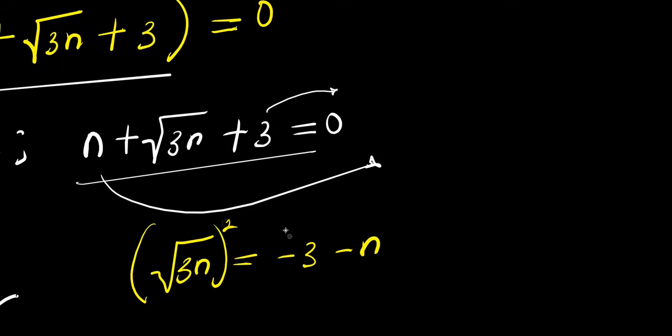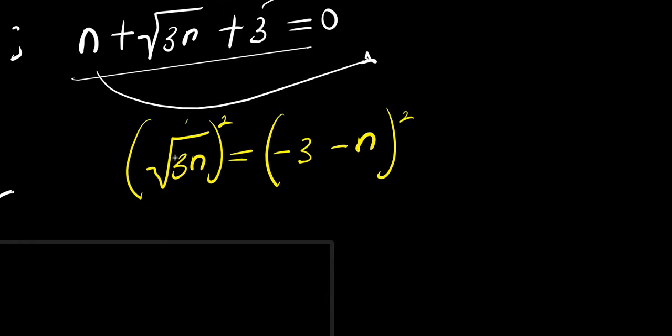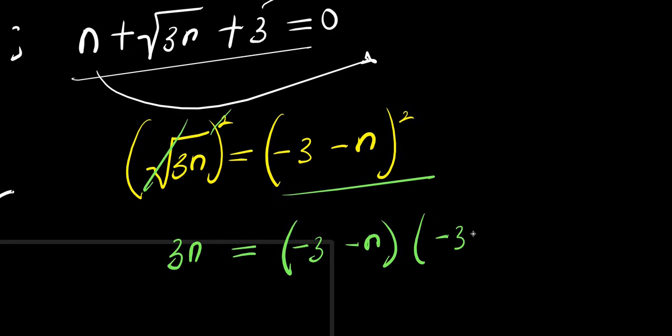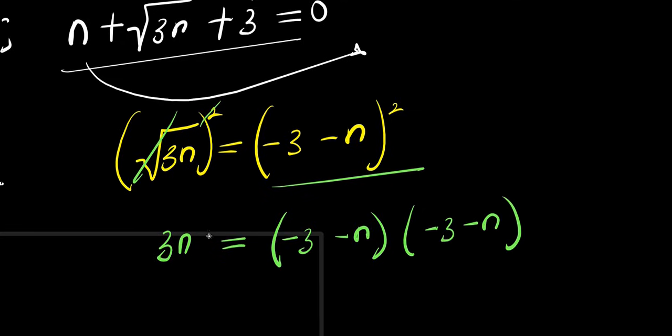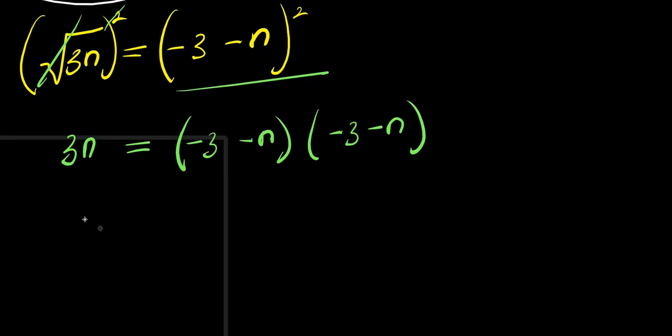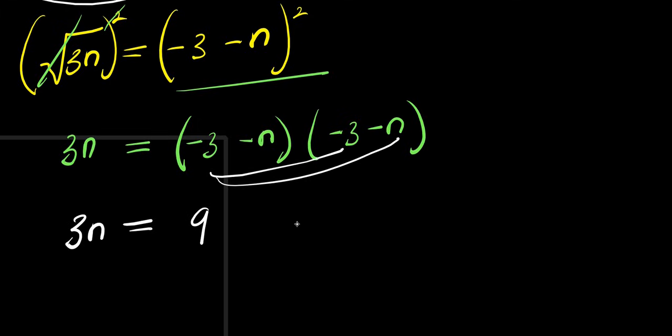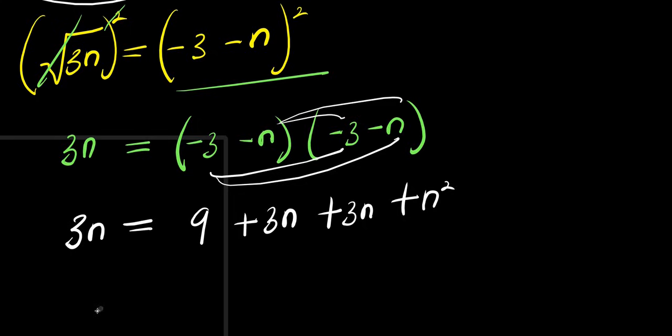I take the squares of both sides of this equation. So what happens here is that this cancels this. 3n equals, I take the squares of this, negative 3 minus n times negative 3 minus n. So we expand. 3n equals, this will be 9. This is plus 3n. This is plus 3n again. This is plus n squared. So from here, 3n equals 9 plus 6n plus n squared.